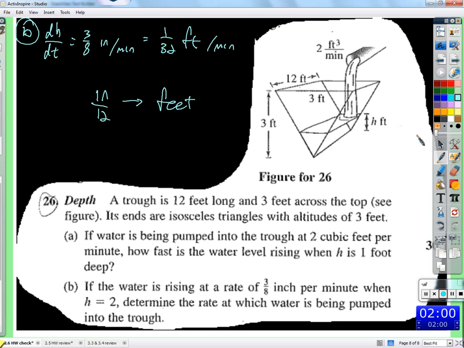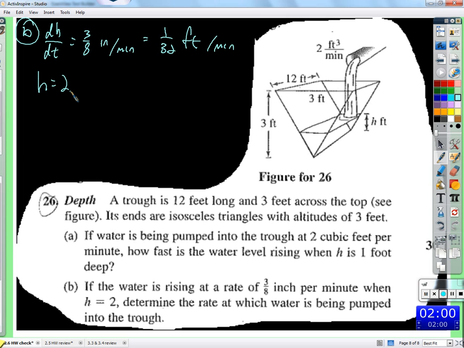Check my math on that. Don't let me get away with just telling you what's in here. So dH/dt is 1 over 32 feet per minute. That's something we want to know, when H is 2.